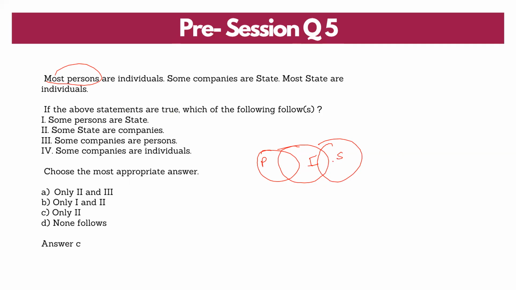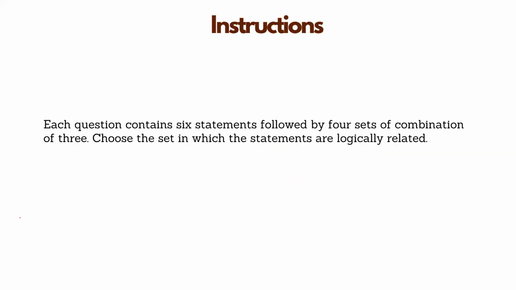Once again, I will not unnecessarily intersect S and P here, that is state and person. I have left this diagram. Let me now complete it. Some companies are state. I will draw it like this. Why will I intersect companies with individuals or persons? I have drawn the diagram. Let us see. Some persons are state. Does not follow from my diagram. Some states are companies. This follows from my diagram. Some companies are persons. Does not follow from my diagram. Answer is only two. Answer option C.